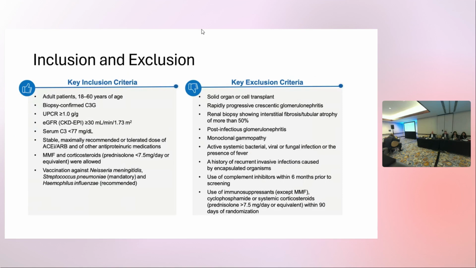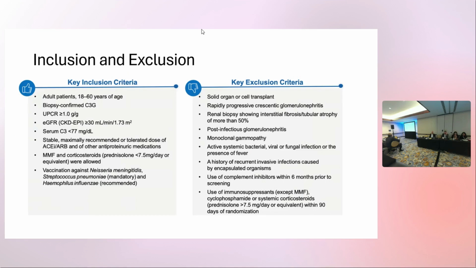Not any surprises there for you, but I'll go through just a few. I already said this was 18-year-olds and up. Biopsy confirmed C3G. Of course, that's a requirement for any study in C3G. Urine protein at least 1 gram. There had to be evidence of complement dysregulation or a low complement level. For instance, the serum C3 needed to be lower than, I believe it was 10 or 15% of normal. So that's where that 77 comes from.